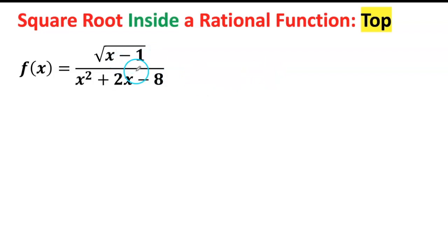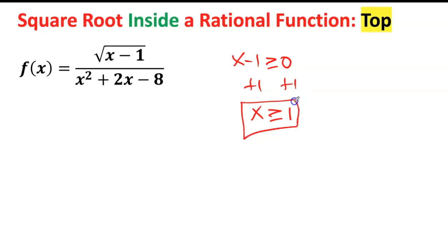So let's do one at a time. So let's take this, x minus 1, and it has to be greater than or equal to 0. Plus 1, plus 1, x has to be greater than or equal to 1. Now let's take the bottom. Because I have the bottom, I have to take x squared plus 2x minus 8 not equal to 0. Remember, I don't want a 0 in my denominator. So let's factor this. Two numbers that multiply to negative 8, and when you add or subtract, you get 2.